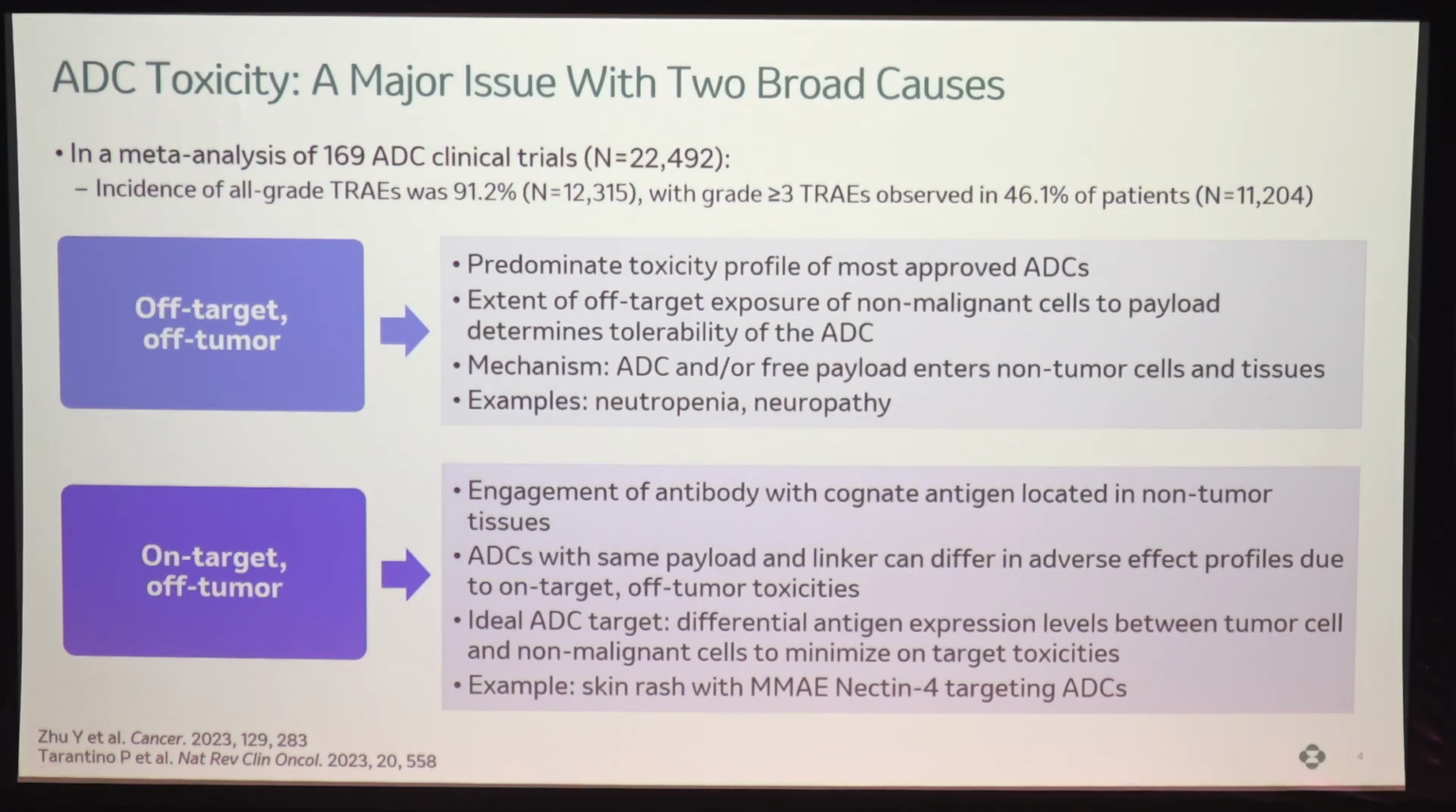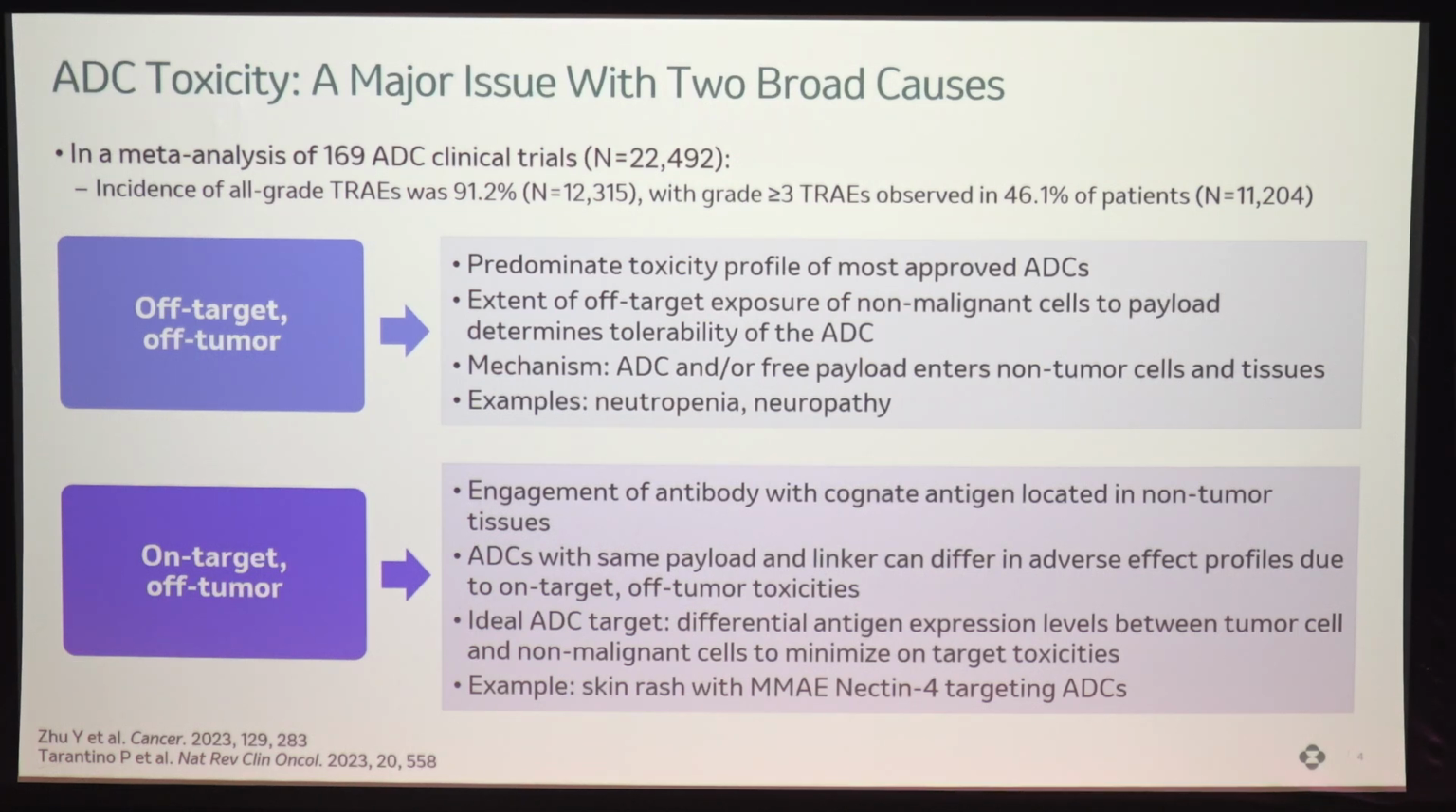And if you group these AEs or these toxicities into two different buckets, what you have are what are called the off-target, off-tumor toxicities, and then the on-target, off-tumor toxicities. This off-target, off-tumor toxicity is actually the predominant toxicity that's seen with most of the ADCs. What is effectively happening here is that you're getting uptake of the ADC or the free payload into tissues and organs that don't express the target, and then leading to tox. A couple of examples of this are the neutropenia and the neuropathy that you see with many ADCs, particularly auristatin ADCs.